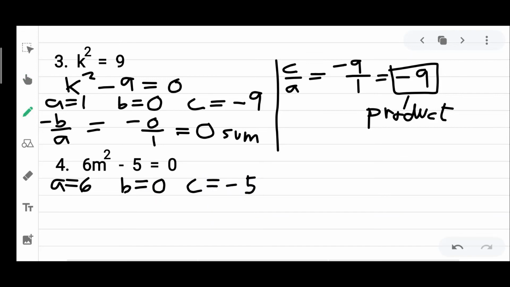Okay. So, solve for the sum of the roots. The formula is negative b over a. So, copy negative. Yung b natin dito is 0 over natin sa 6, which is yung value ng a, di ba? So 0 divide 6 is 0. Okay, so ito na ulit yung sum natin.